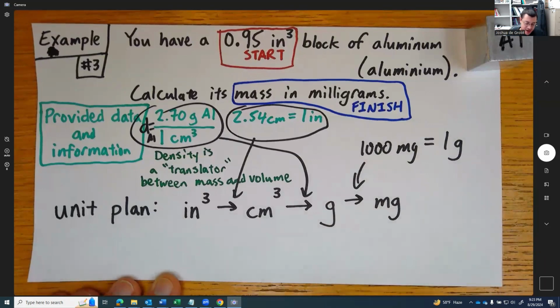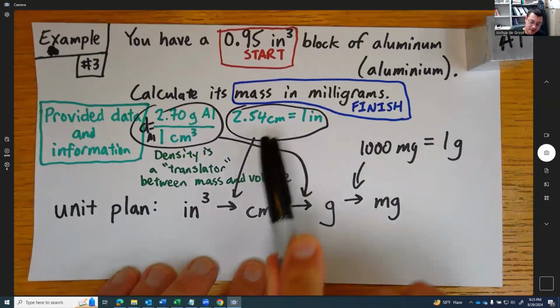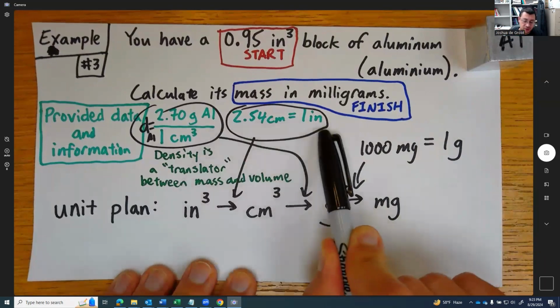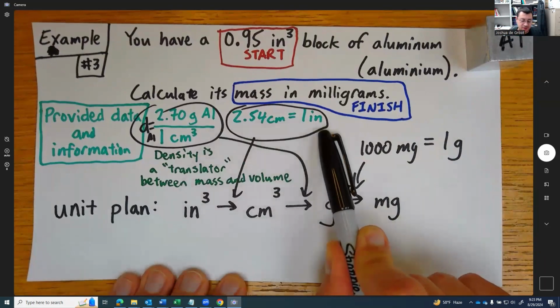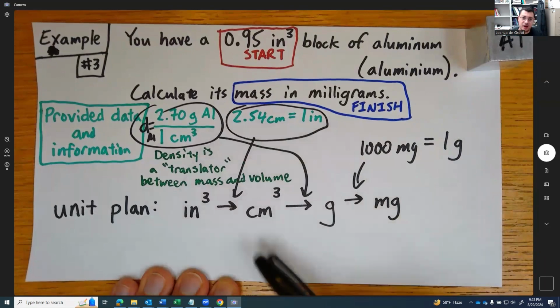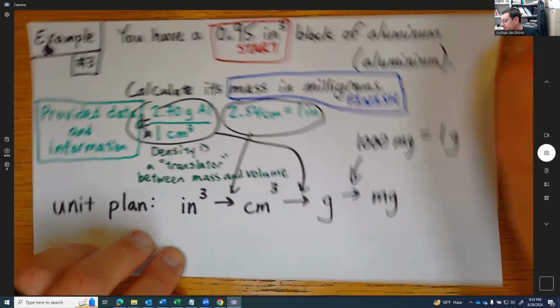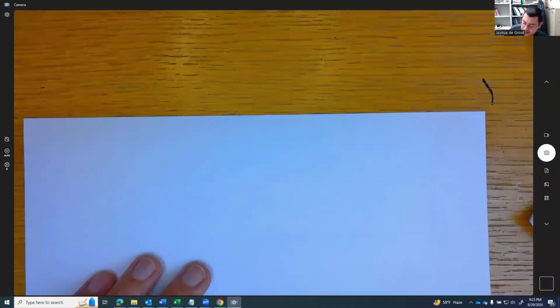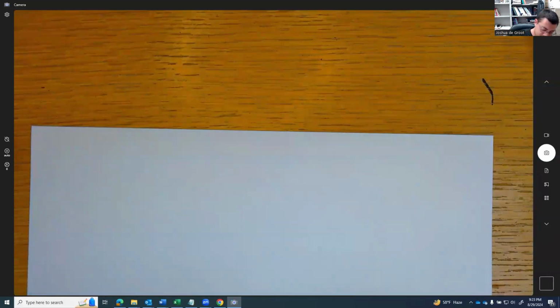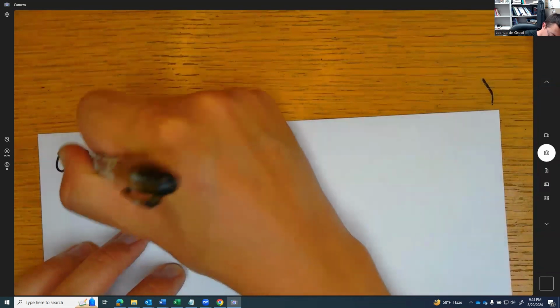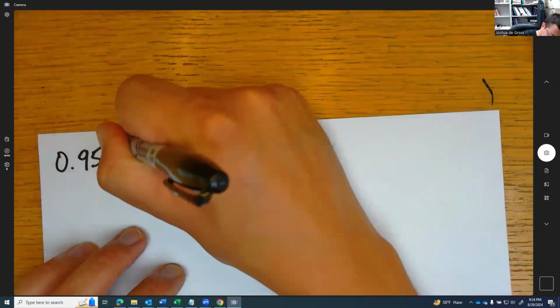Now, what I didn't say yet, but we're going to take care of, is you may have noticed that this conversion factor between centimeters and inches is only in one dimension. But this is three-dimensional. We will take care of that. That will be taken care of. All right, so let's do the problem. So I have 0.95 cubic inches.